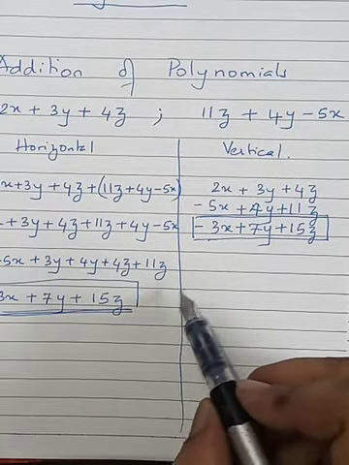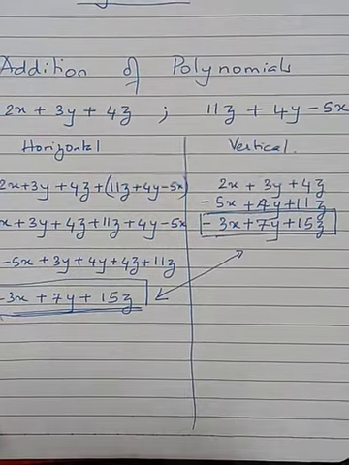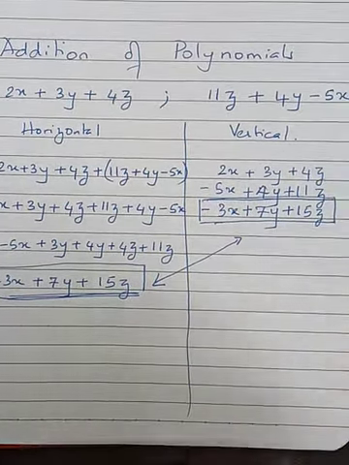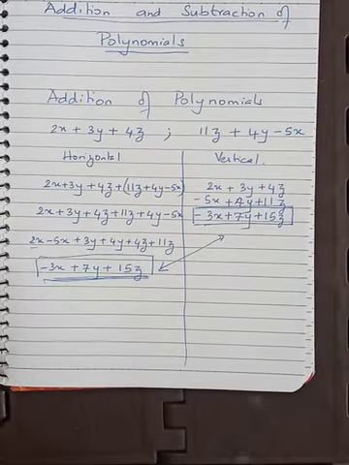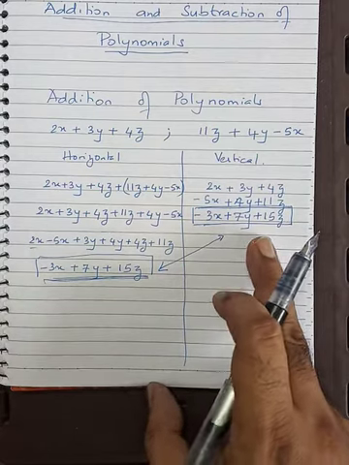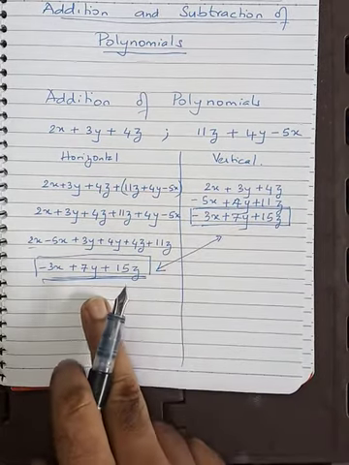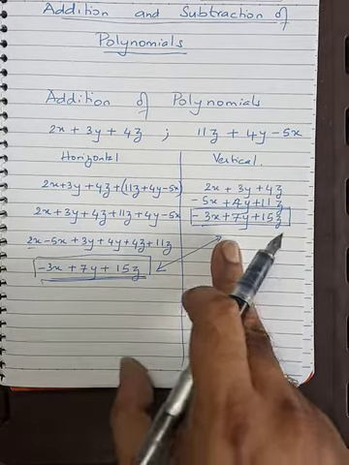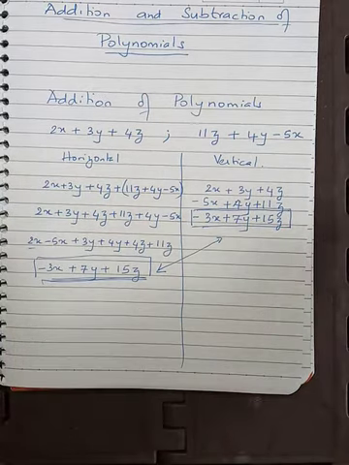Both these answers are the same. So whatever method you are comfortable with, you can use vertical addition or horizontal addition. Both the methods are applicable. The only thing you have to remember is that only like terms can be added together.